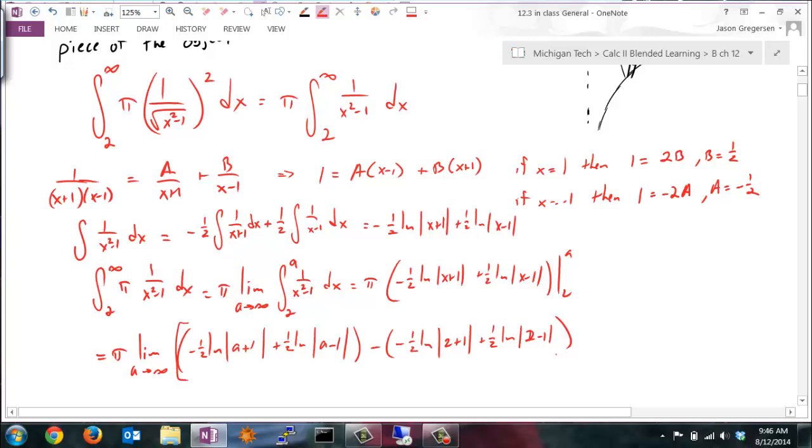Let's go through the partial fractions here. So we have our partial fraction decomposition. I'm going to multiply through by the common denominator, x plus 1, x minus 1. That gets me this expression.